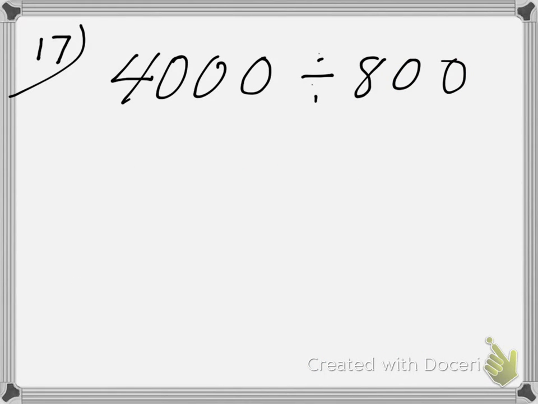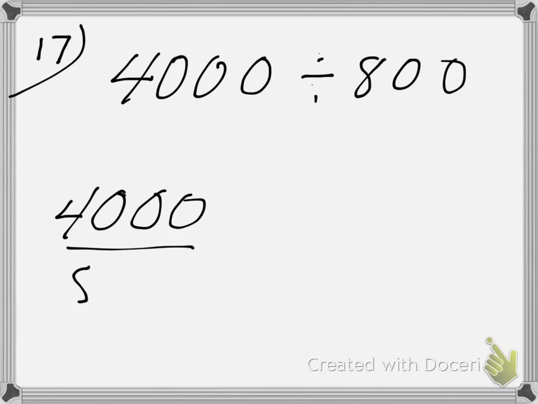For number 17, we're dividing, but we have large numbers. Since they end with zeros, we can go ahead and, if we do the same thing to both numbers, we're going to get the same answer. So what we're going to do here is we're going to divide each of these by 100. Remember, a fraction is a division problem, so a division problem is a fraction. So we can write it this way also.